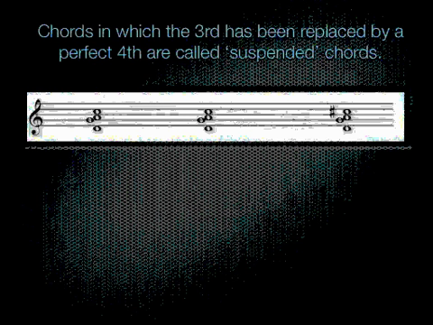Now here's some exceptions. Suspended chords and added note chords. So these are two types of chords that we do find in popular music, but which don't fit the normal rules that we're talking about. So in this case, if we have a chord in which there is no third, but that third has been replaced by a 4th, these are called suspended chords.